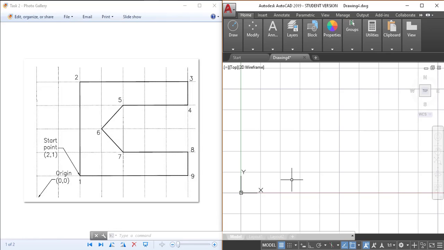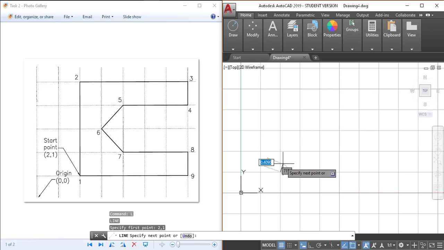First of all we have to switch on this dynamic input button. Then we will start the line command. The starting point is 2 comma 1. Now we have to move to point 2. In order to move to point 2, we just have to move 1 2 3 4 boxes in y-axis and 0 boxes in x-axis. So 0 comma 4.